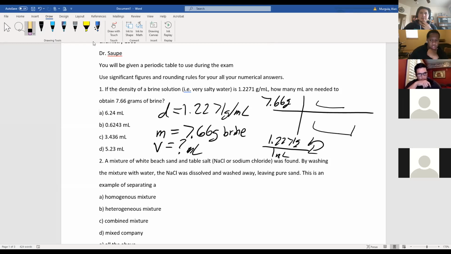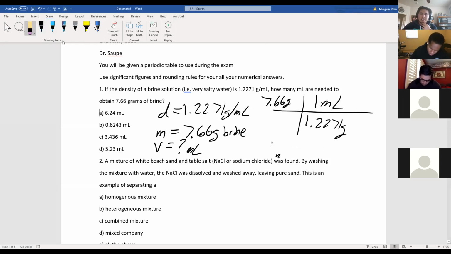At the bottom, you put grams. And then the 1.2271 grams on the bottom. Yeah, exactly. We will put our 1.2271 grams at the bottom. And if that's the case, and it's a ratio, whatever's correlated to it will go to the top. So we would have 1 milliliter at the top.